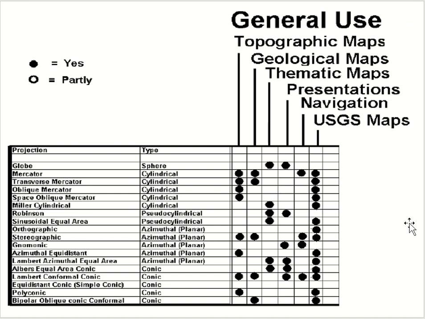Here's a third table indicating suitability of these different projections for different map types. So topographic maps showing change in elevation, geological maps showing what kind of bedrock or maybe soil type is present at different locations, thematic maps. These maps can show variation in any kind of variable, statistics, those kind of things. Presentations, navigation, and USGS maps, which are typically topographic maps, but maybe at different scale.